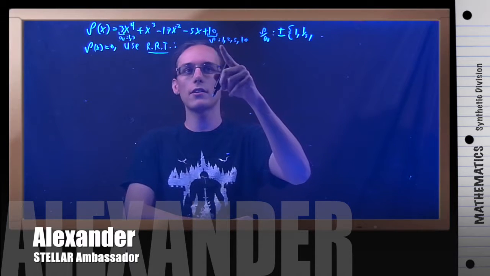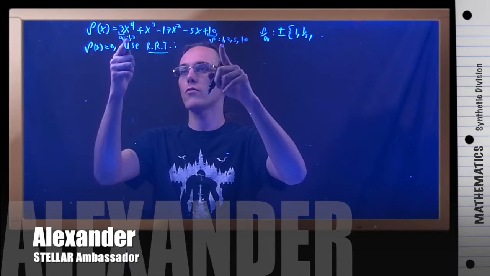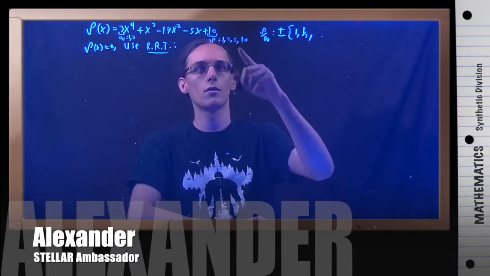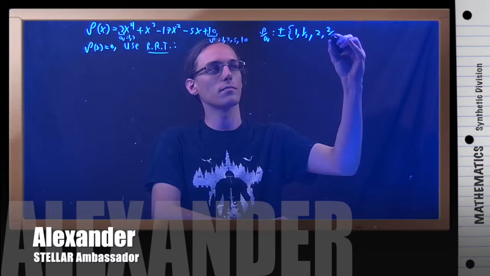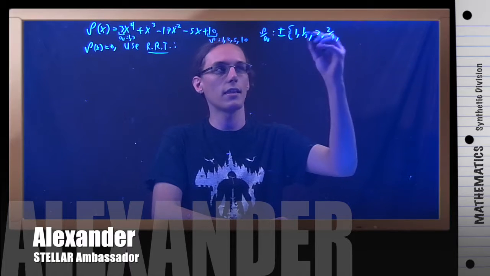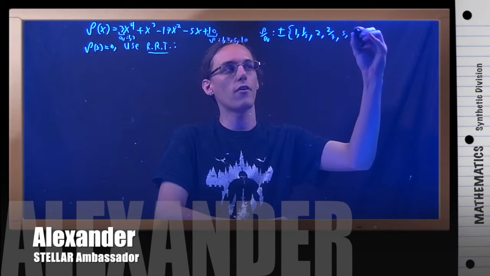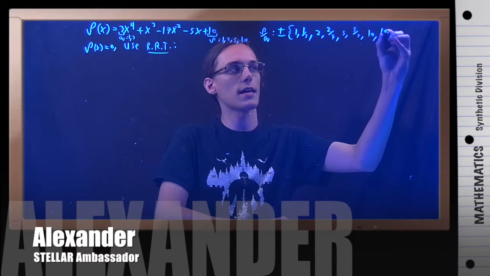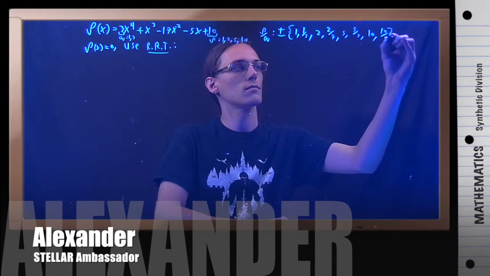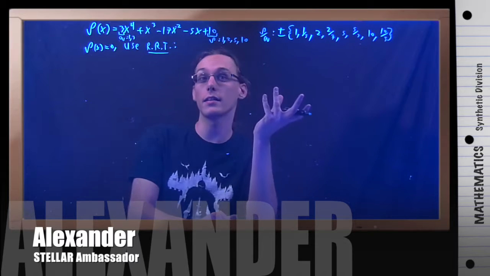So I'm just taking all these factors of p one by one and putting them over every single factor of q. So now I'm on 2, so 2 over 1 is 2. Then we have 2 over 3. And then 5 over 1 is 5, and then we have 5 over 3. And then 10 over 1 is 10, and we've got 10 over 3. And so that's my list.